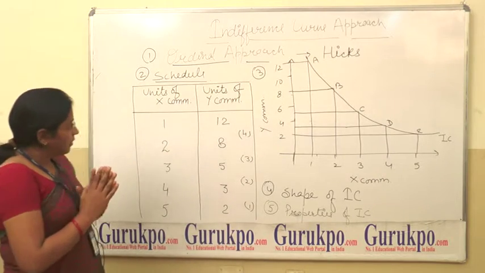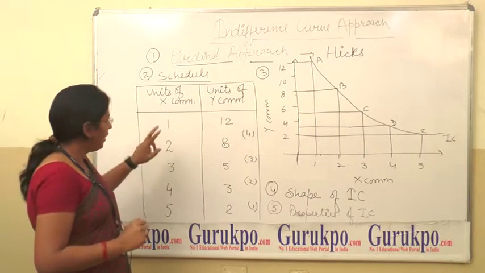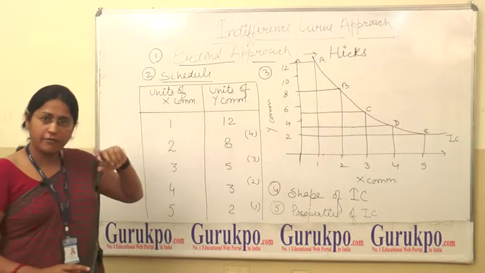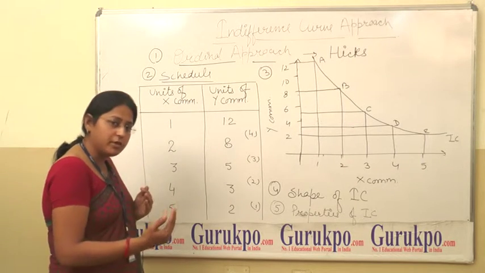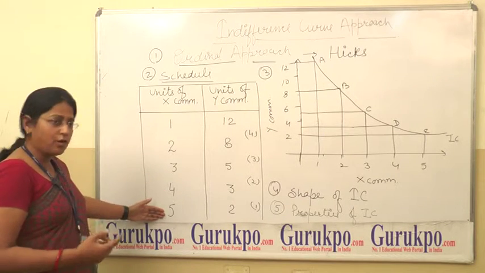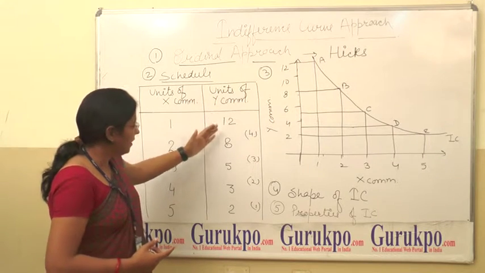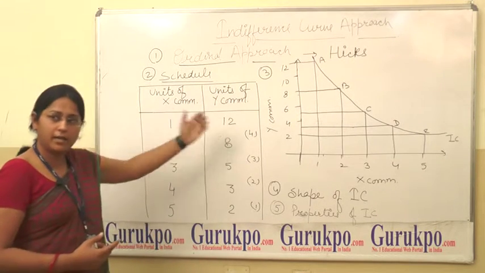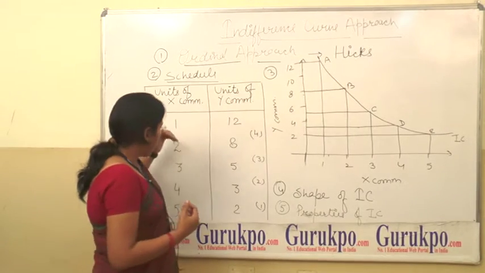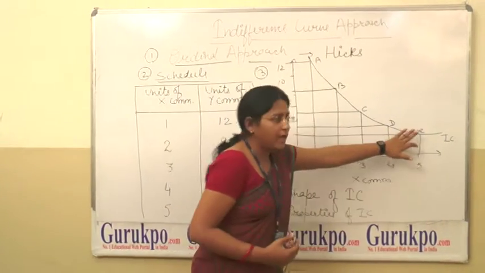Hicks says, suppose for example we are consuming two commodities, X commodity and Y commodity. If a person wants to consume both commodities, the combinations are 1, 2, 3, 4 and 5 units of X commodity, which we can take as apples, and for Y commodity it is 12, 8, 5, 3 and 2, which we can take as bananas. As we consume, in the diagram, this is the shape of the IC curve.